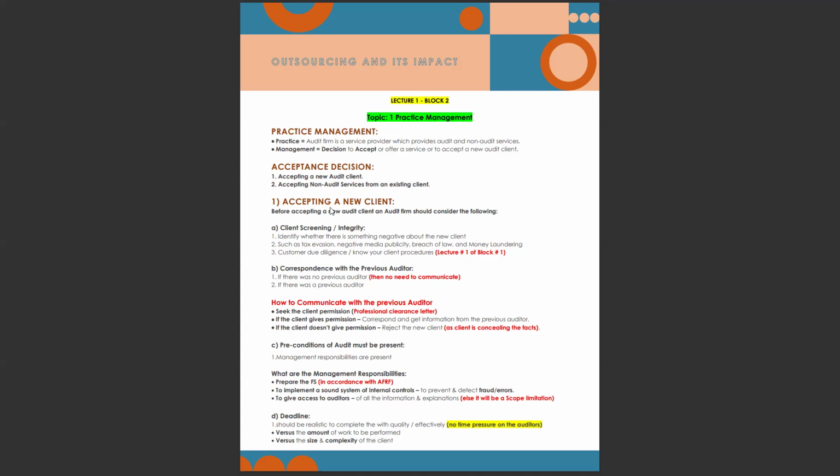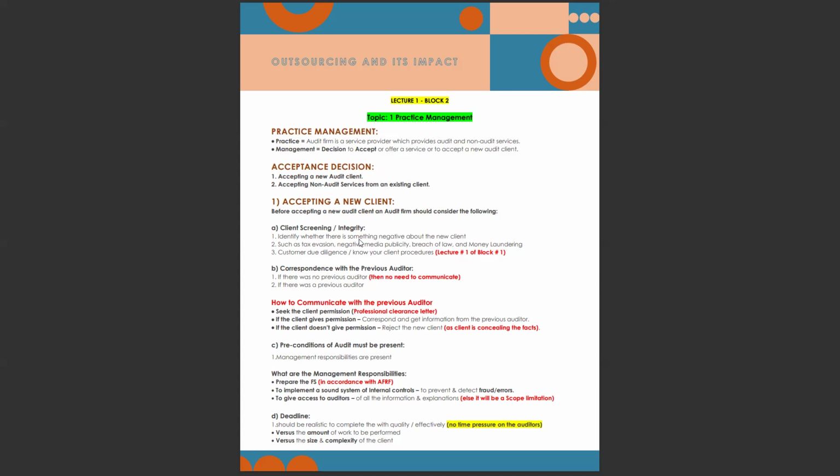Now read the accepting a new client. Before accepting a new audit client, an audit firm should consider the following: client screening, integrity. Before accepting a client, you will have to evaluate the client integrity. Let's say our client is involved in illegal activities, money laundering, tax evasion, or bribery. If client is involved in these activities, then you are not going to accept this engagement because it will also affect your publicity.